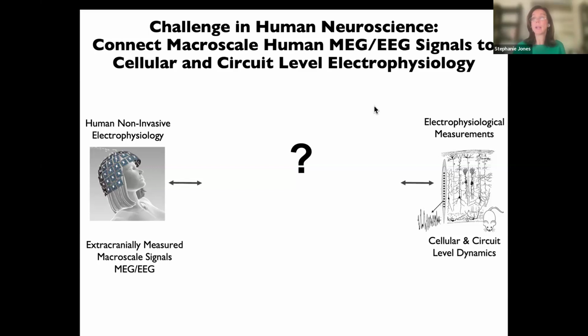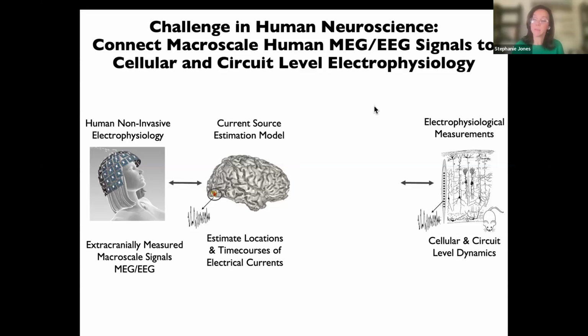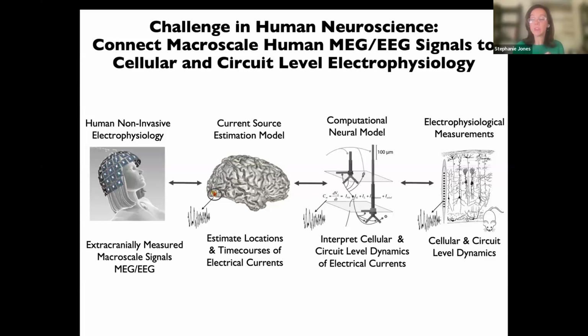So there are two modeling techniques in order to get from the sensor level signal outside of the head to a cell and circuit level interpretation inside the head. The first modeling technique is called current source estimation modeling, where you take the sensor level signal and you estimate the location and the time course of these big electrical currents in the brain that are generating these sensor level signals. Once we know where and what those currents look like, we can interpret the cell and circuit origin with computational neuromodeling, where we simulate the electrical activity of the individual neurons in the circuit.